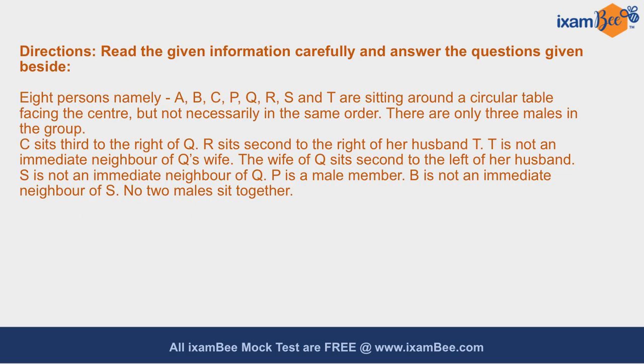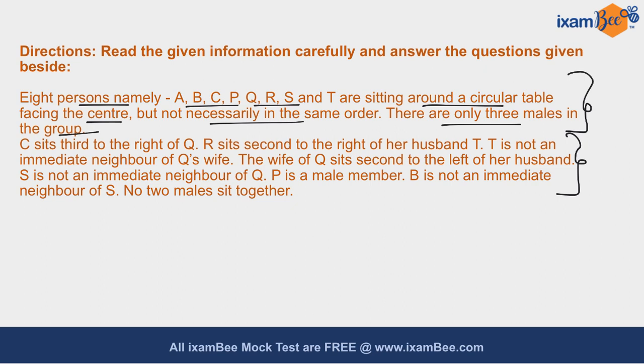Let us solve the next question. So it is given to you that 8 persons, namely A, B, C, P, Q, R, S and T are sitting around a circular table facing the center but not necessarily in the same order. There are only 3 males in the group. So you have to remember this particular information. You have to read these directions also in order to find the correct arrangement. So let us comprehend these directions one by one.